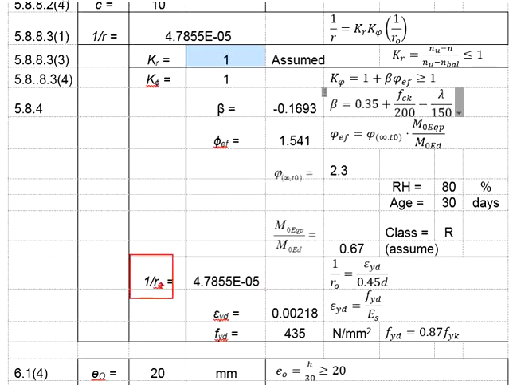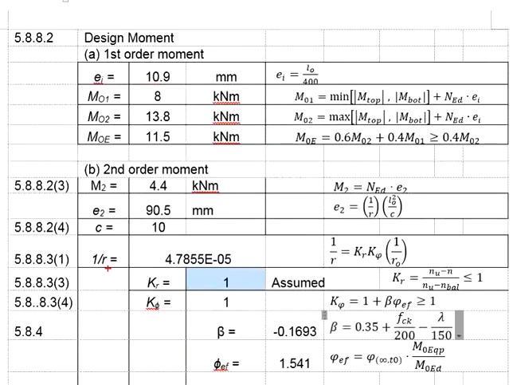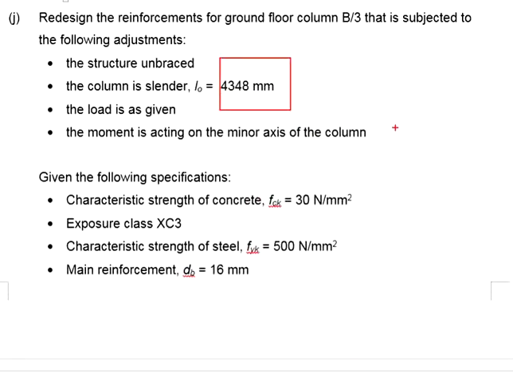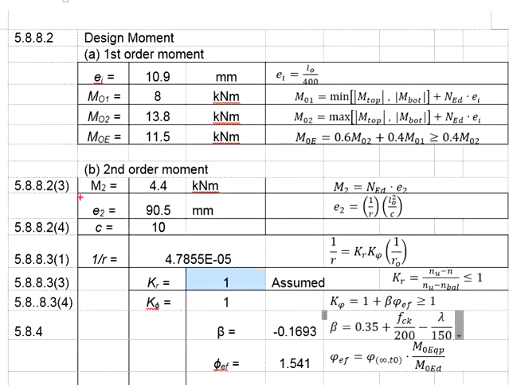Having the 1 per r0 and the K5 as well as the Kr, you assume the curvature 1 per r. Substitute this into the equations to get E2. The C is a constant, 10, and the effective length here is given as 4 point something meter. Now you have your E2 equals 90.5.